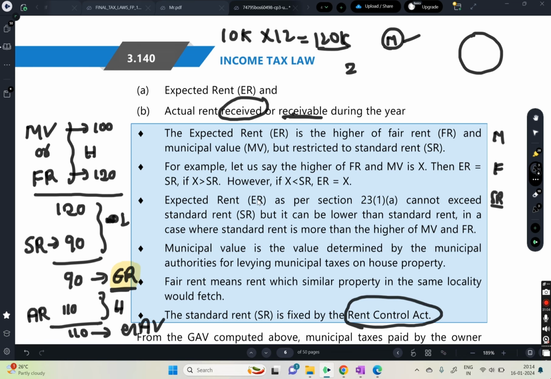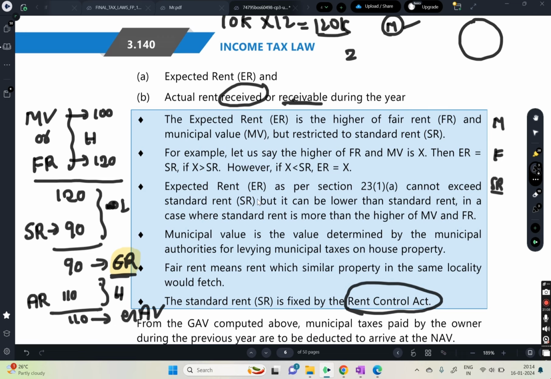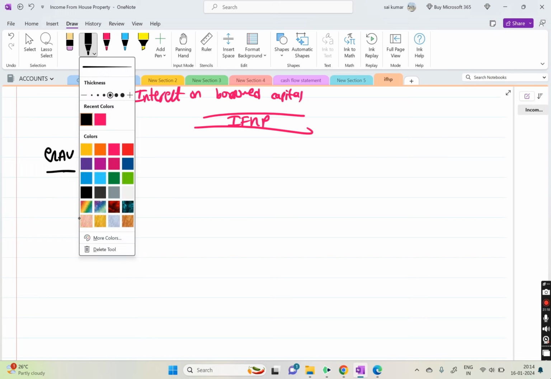Did you guys understand here what happened? Yes or no? Sir, can you please explain after standard rent?